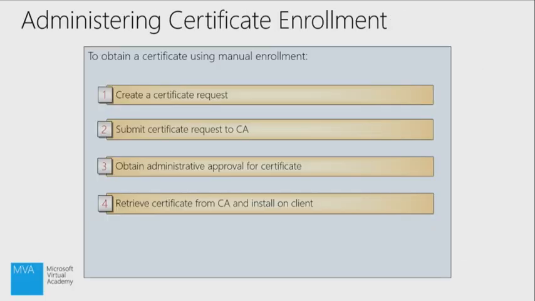We did talk about administering certificate enrollment. This is what we just did. Creating, submitting, obtaining approval, and retrieving. In this case, the step we skipped was approval. We don't have the certificate template set up so that when a request is submitted, an administrator has to manually approve it. That is one difference.